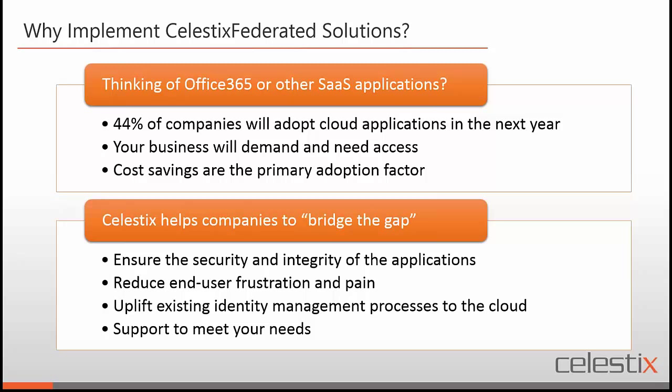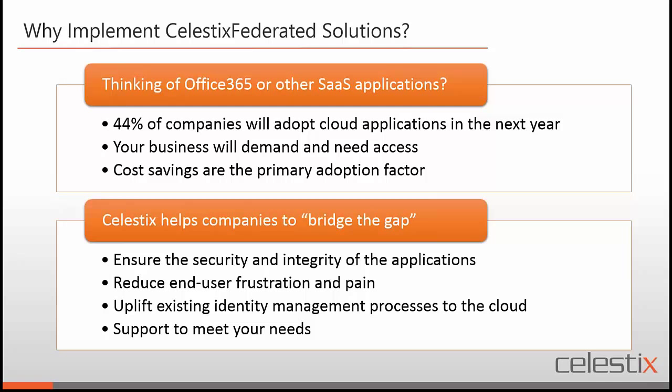So obviously, thinking about some sort of SaaS platform, Office 365, it should be noted that according to Gartner, 44% of companies will adopt some sort of cloud application in the next year. Whether it's Office 365 or something else, it's just going to happen. And it may happen already, and you just don't know about it from the business side. Your businesses will demand and need access to these applications. And obviously, the overall primary factor for cloud adoption is cost savings.